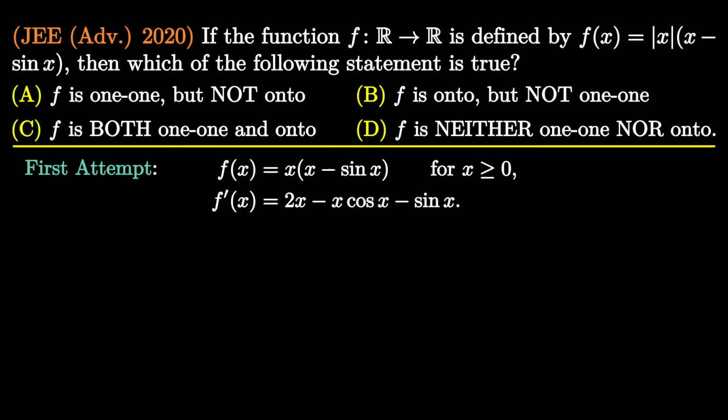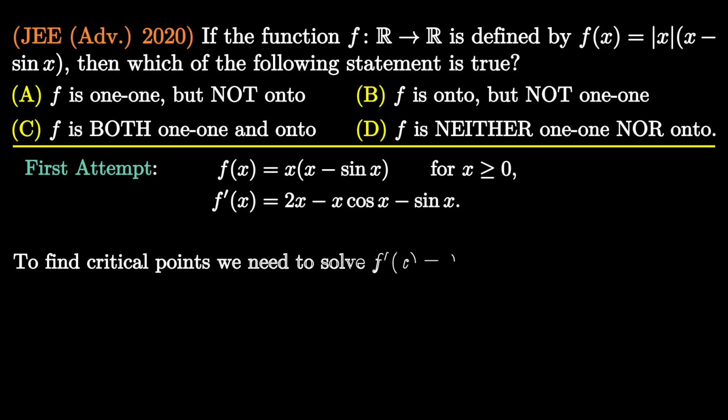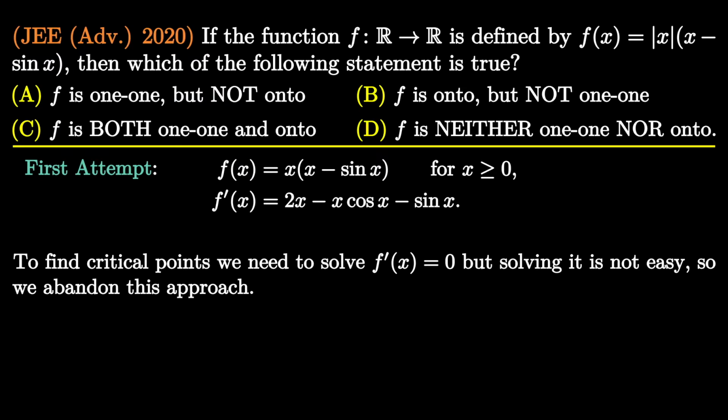It is a standard result that a function is increasing in an interval where the derivative is non-negative, otherwise it is decreasing. But to find those intervals, we need to know where f dash x becomes 0. Such points are called critical points because they are the points where a function probably changes its monotonicity. But in this case, we are not able to solve the equation f dash x is equal to 0. So we abandon this approach and seek another way to figure out monotonicity.